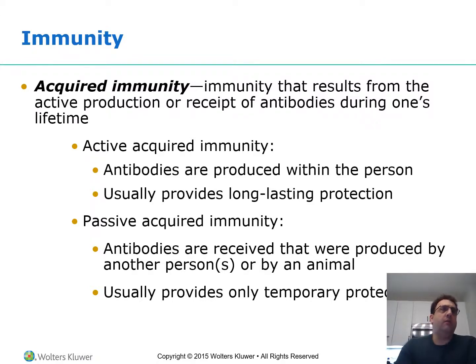So how do you get immunity? Well, most often you acquire it. And there's a couple of ways that you can acquire immunity, passive or active. Now, active requires your immune system to learn what the infection is and produce antibodies for this. And this typically gives you long-lasting, years and years and years of protection against whatever microorganism we're dealing with. Passive acquired immunity, this is basically antibodies that are given to you either by another person or by another animal. And this is very temporary.